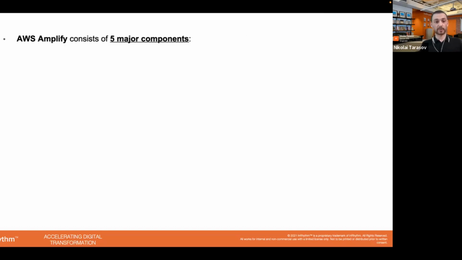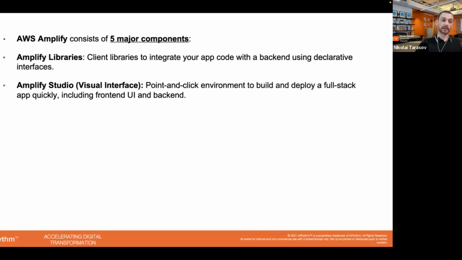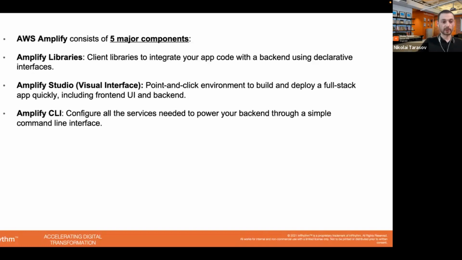So AWS Amplify consists of 5 major components. The first one is Amplify libraries. These are client libraries which are used to integrate your application code with the backend using declarative interfaces. Next one is Amplify Studio. I mentioned a little bit about that. It's a visual interface where you can set configuration for your backend. You can select services which you need to integrate in your app, and you can do much more. I will show you how it looks.